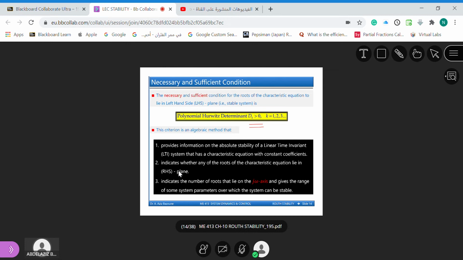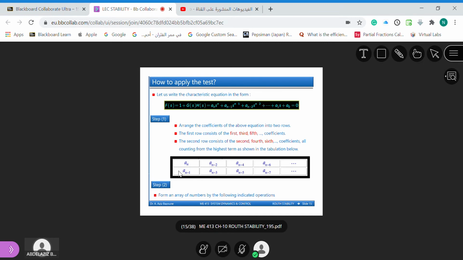So if the determinant is positive, the system will be stable. The roots of the characteristic equation will lie on the left-hand side of the plane, and the system will be stable. Now, how to apply the test for the Hurwitz criterion: the characteristic equation can be written in this form: an s to the power n, plus an minus 1 s to the power n minus 1, plus an minus 2 s to the power n minus 2, up to a1 s plus a0. So this is the characteristic equation that you obtain from your system.